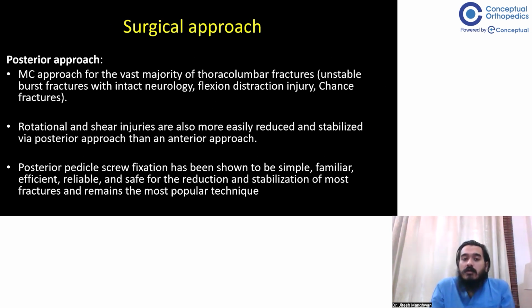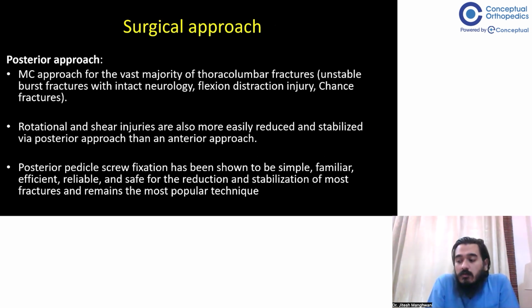Whenever there are dislocations, a significant amount of rotation, or facet dislocations, these are injuries which can be easily reduced and stabilized via just a posterior approach rather than going anteriorly, because anteriorly becomes a bit morbid with respect to exposure and reaching the spine. Posterior pedicle screw fixation has been shown to be simple, familiar, reliable, and safe in achieving reduction and stabilization for most fractures, and it remains the most popular technique.